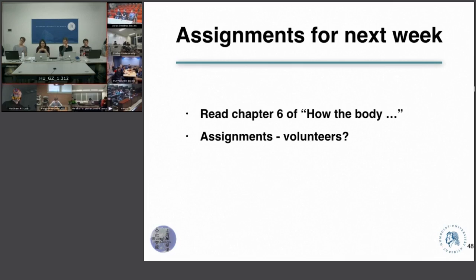Tasks for next week: please read chapter 6 in the book, How the Body Shapes the Way We Think. So chapter 6 is on evolution and basically repeats what we learned today.